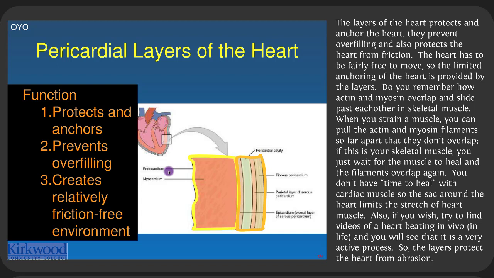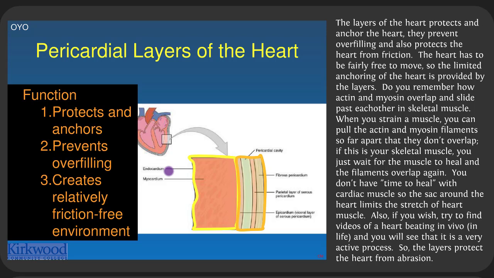Do you remember how actin and myosin overlap and slide past each other in skeletal muscle? When you strain a muscle, you can pull the actin and myosin filaments so far apart that they don't overlap. If this is your skeletal muscle, you just wait for the muscle to heal and the filaments overlap again. You don't have time to heal. You can't just rush your cardiac muscle, so the sac around the heart limits the stretch of the heart muscle so the actin and myosin filaments don't pull apart.